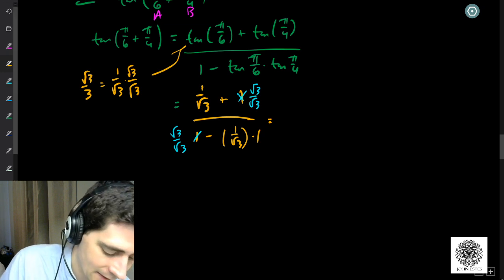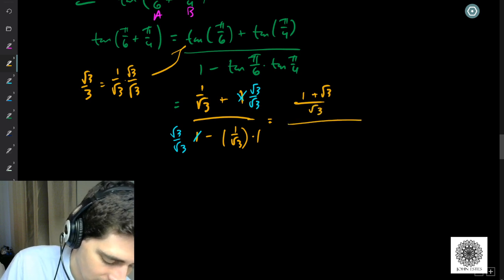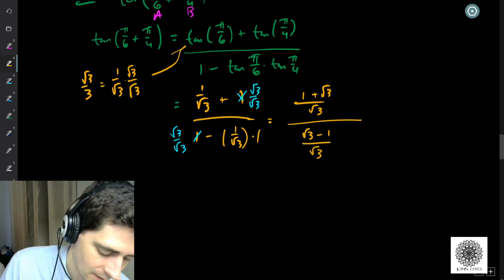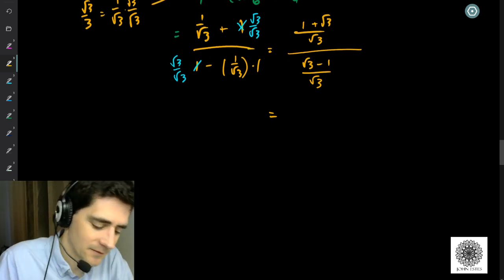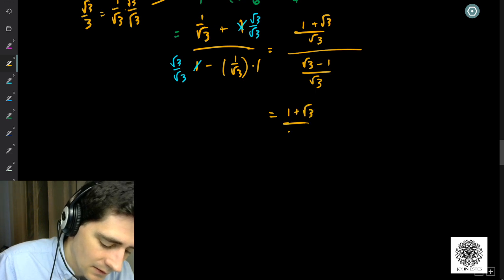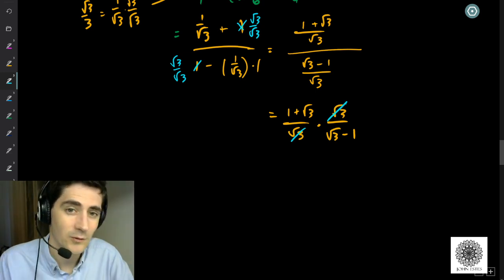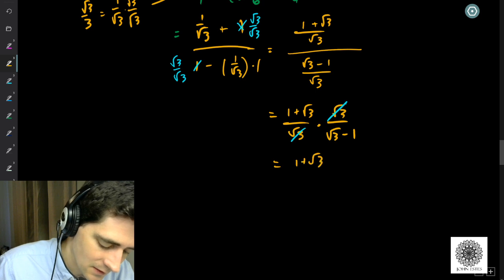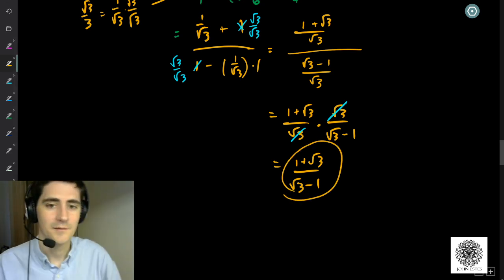And so now when I add, I get 1 plus square root of 3 over root 3, over root 3 minus 1 over root 3. And from there, remember that dividing by a fraction is the same as multiplying by a reciprocal. So that's going to be times square root of 3 over root 3 minus 1. I can see that the square root of 3's will cancel out. And I'm left with 1 plus square root of 3 over the square root of 3 minus 1. And there is my value. There it is.